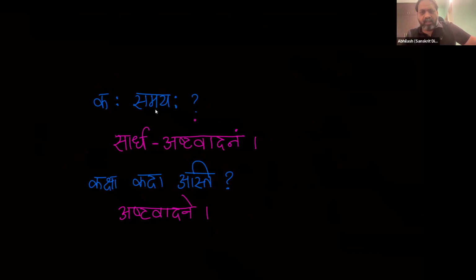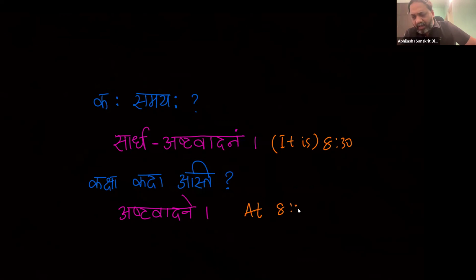Cool. So kaha samayah sardha ashtavadanam. One word, by the way, without space, without hyphen. Kaksha kada asti ashtavadane. So when and what time? These are the answers to them. When do we put vadane when we are telling the time? When we mean at 8 o'clock. So to translate, this would be 8:30, and this one means at 8:30, or 8 rather.